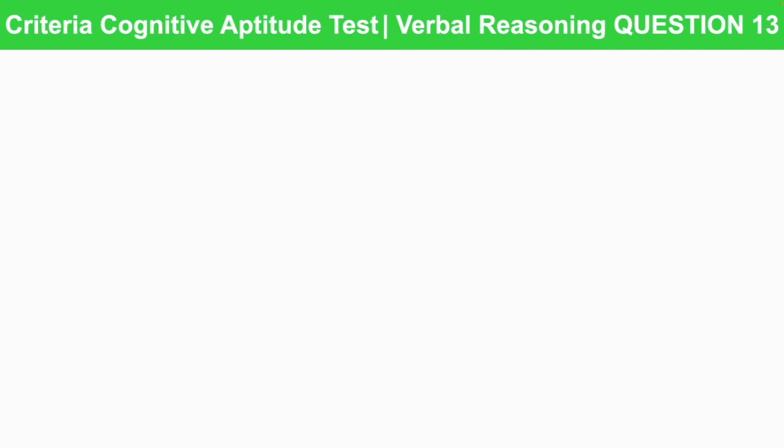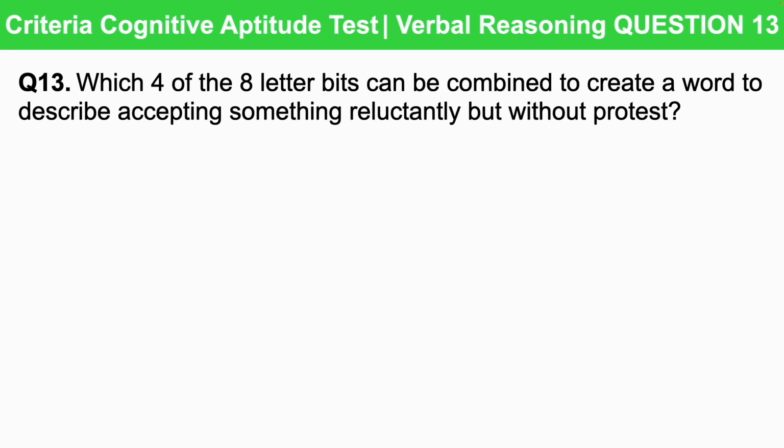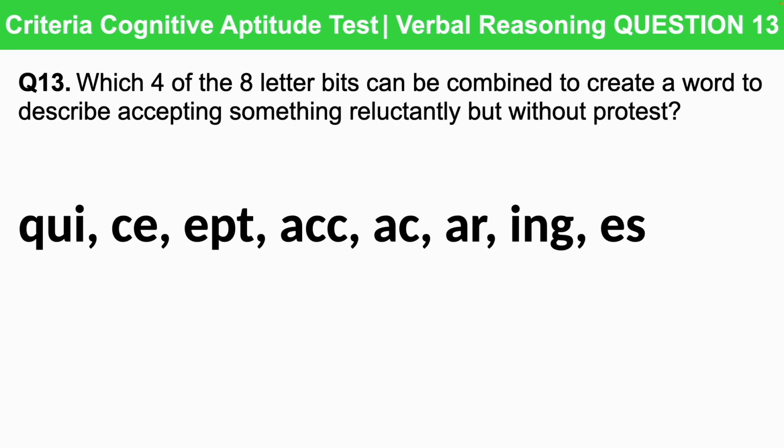We're now going to move on to verbal reasoning. To prepare for your CCAT verbal reasoning, I recommend you prepare with questions like this. Question 13. Which 4 of the 8-letter bits can be combined to create a word to describe accepting something reluctantly but without protest? Here are those 8-letter bits. Now you have 12 seconds on the timer to work this out, starting now.